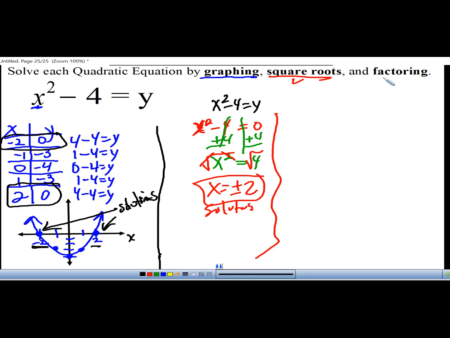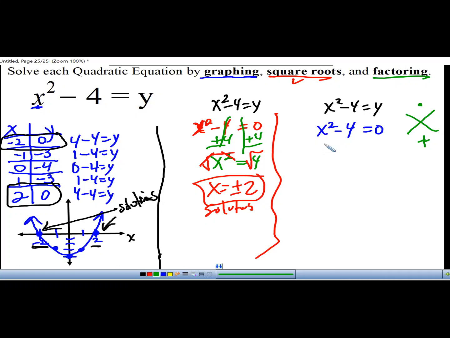Next, the last method is by factoring. So I take the same equation, x squared minus 4 equals y. But now I'm going to use what? Factoring. Okay. So what do I do first again when solving any equation other than graphing? It needs to be in standard form equal to 0. So 0 equals x squared minus 4. Next, I need to factor. However, this is a binomial. I don't know if you guys notice, and it's a subtraction, so that means this could be a difference of squares.